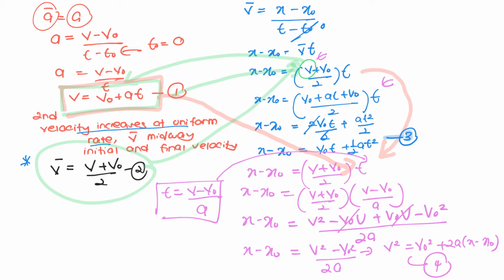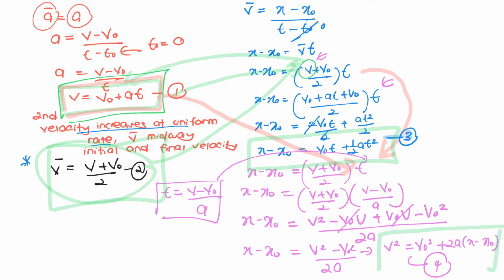Okay, so you are going to get 4 formulas here. One is v equals v naught plus at. Second is v bar equals v final plus v initial divided by 2. The third one is s minus s naught equals v naught t plus half at squared, and the last one is v square equals v naught square plus 2a times s minus s naught. Okay, so I hope you can practice this part of the derivation.